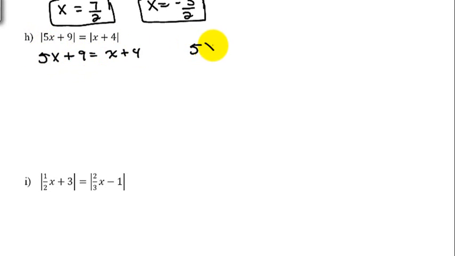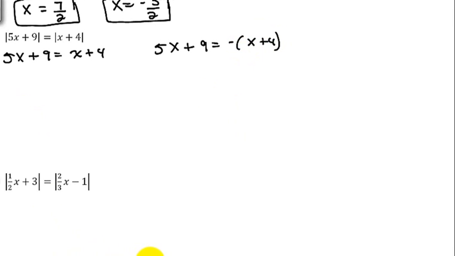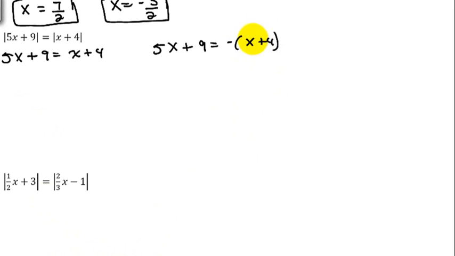Another option would be keep the left-hand side the same again. 5x plus 9 equals -1 times x plus 4. So that's multiplying the right side by -1. One other possibility that we could think about is this time leaving the right-hand side the same, but multiplying the left-hand side by -1.